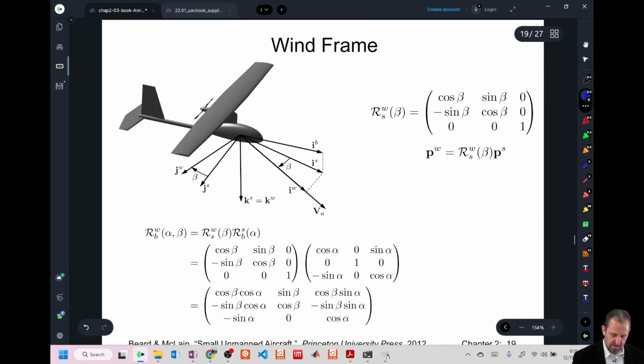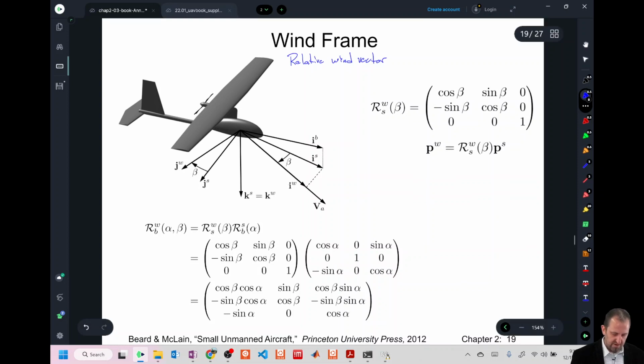The wind frame right here, and again, the wind frame is going to be the relative wind vector. We just call it the wind frame for short. So we're going to have this angle beta. Beta is our side slip angle.